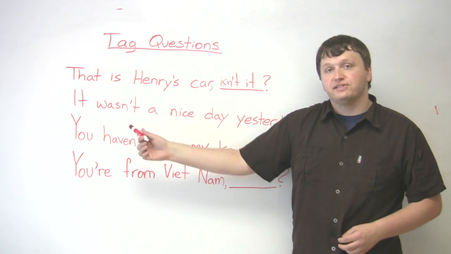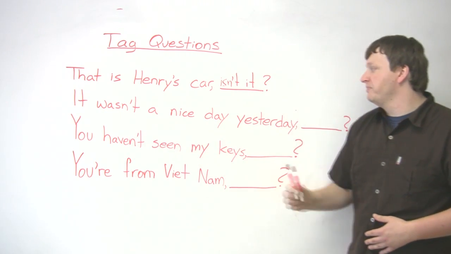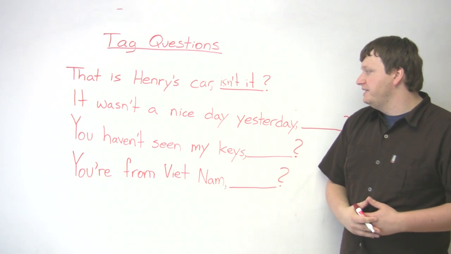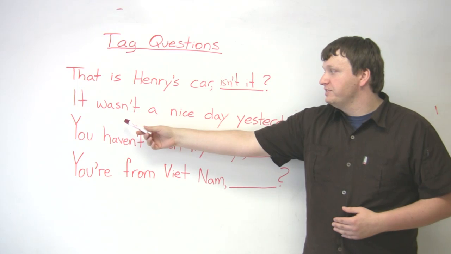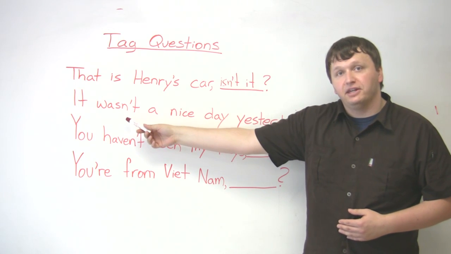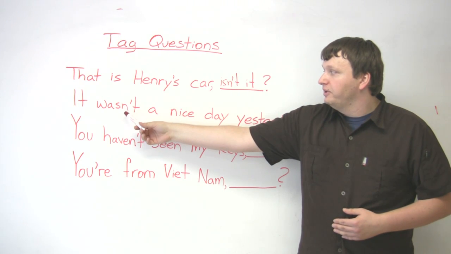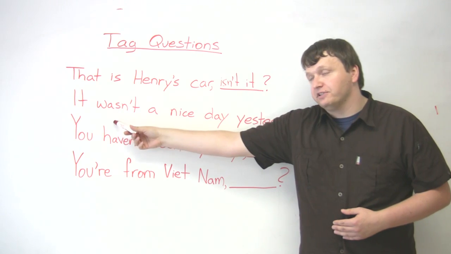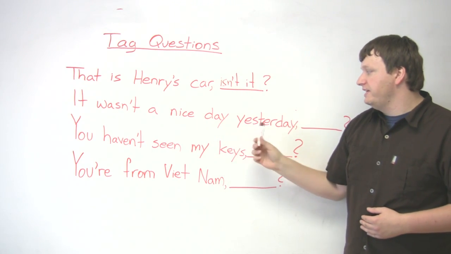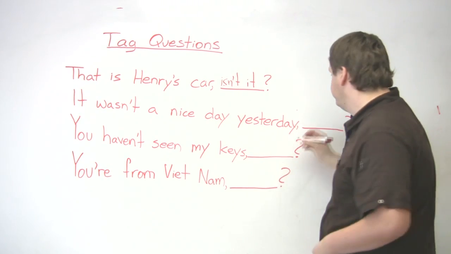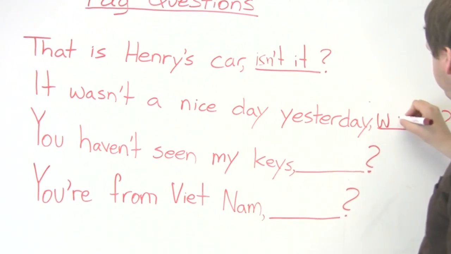Okay? Versus the second example here is, it wasn't a nice day yesterday. So we have wasn't, first of all, which is past, and it's also negative. Okay? So since we have the negative first, the tag has to be positive. It wasn't a nice day yesterday. Was it? Wasn't, was.